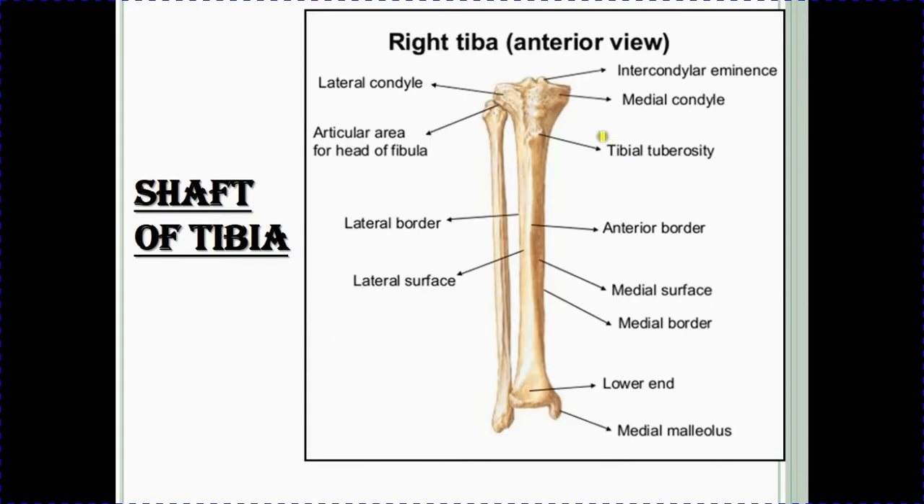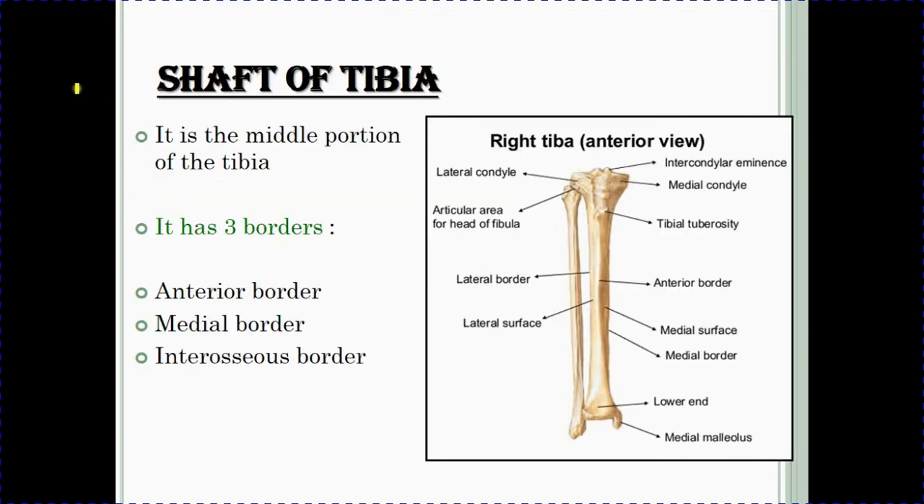Okay, so we have completed the upper end. Now we are going to move to the shaft of the tibia. In the upper end, we said there are four features: a medial condyle, a lateral condyle, a tibial tuberosity, and the intercondylar area. Now we are moving towards the shaft of the tibia. The shaft of the tibia is the middle portion present between the upper end and the lower end. It has three borders: anterior border, medial border and interosseous border. All these three borders we are going to discuss in the next slides.